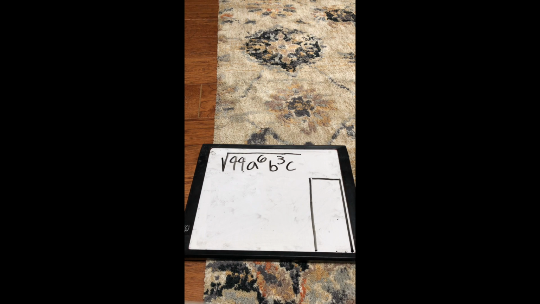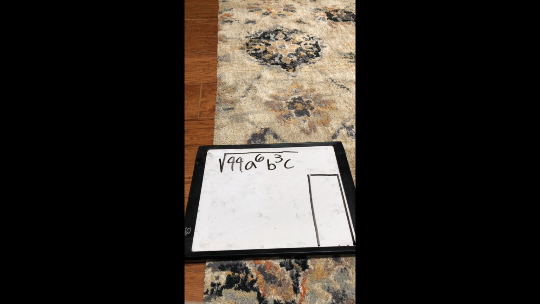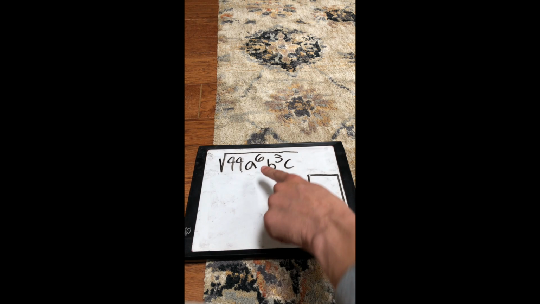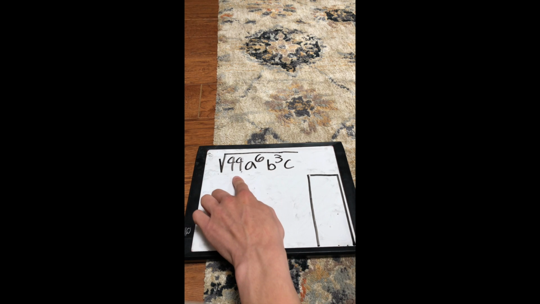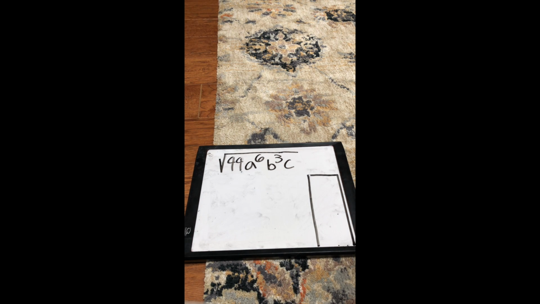Good afternoon. My name is Gavin, and today we're going to simplify radicals. So, we're going to start by simplifying this radical here. And the first part that we're going to simplify is our 99. And the way we're going to simplify it is finding its prime factors.